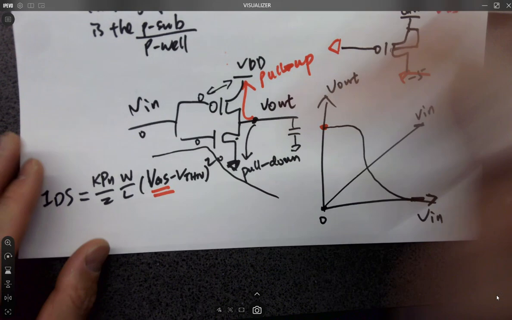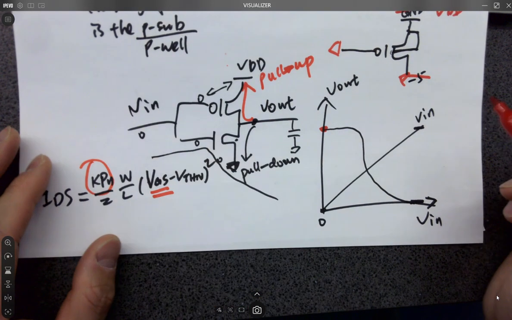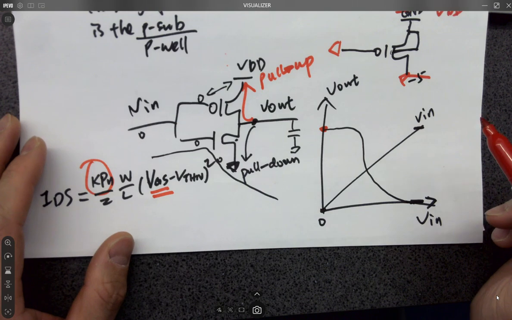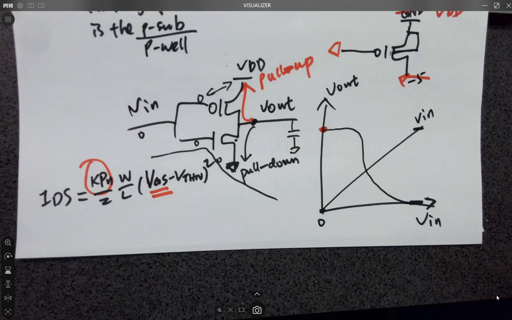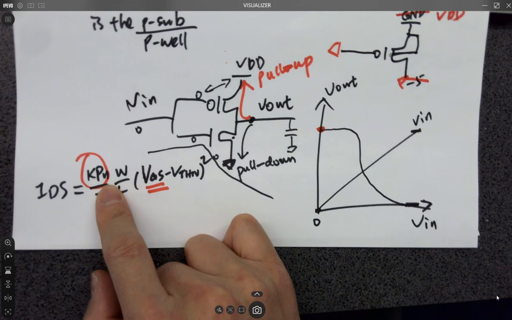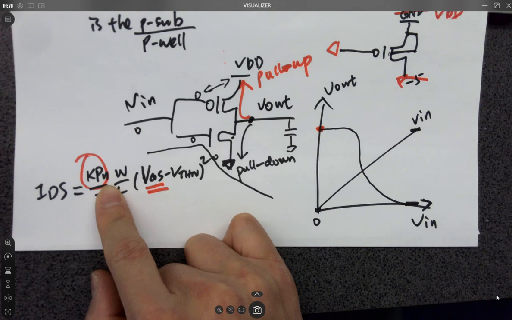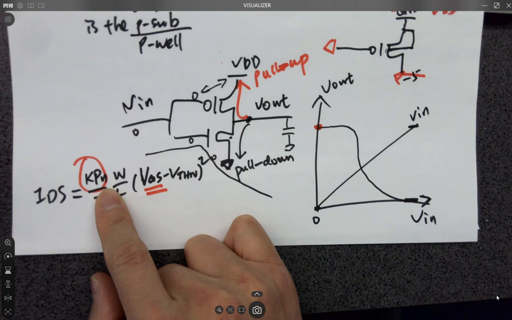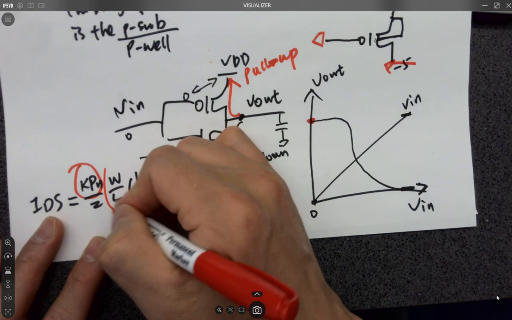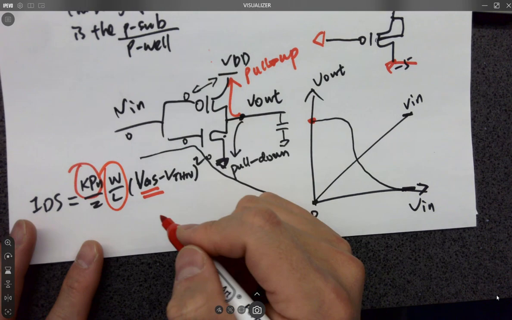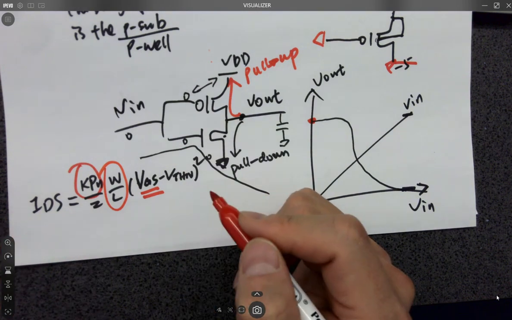Can we control KPN? No, it's from the foundry's parameters of the technology. It's the mobility of the electrons, which depends on the doping concentration, I think. So this is not changeable as well. So eventually, the only parameter you can modify is going to be W over L.